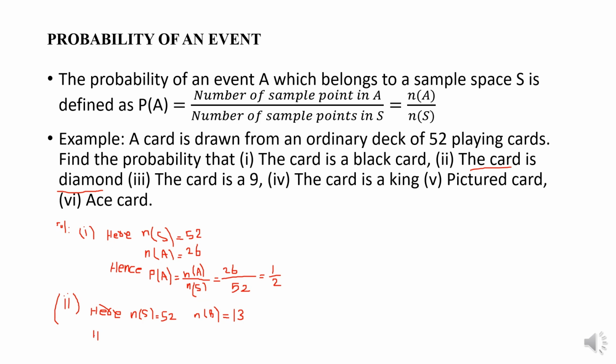Hence, the probability of B, or the probability of the diamond card, is n of B, the number of diamond cards, divided by the number of sample space, n of S. So the answer is 13 by 52, which is equal to 1 by 4.